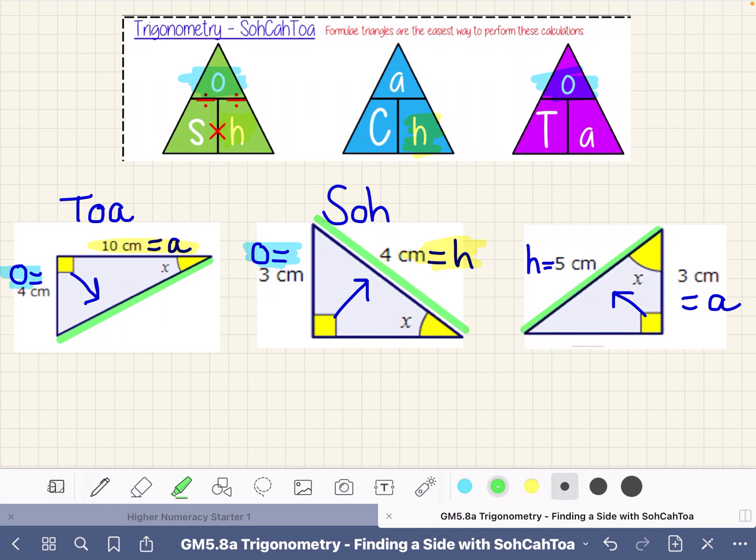We look now to see what uses the hypotenuse in the triangle. We can see the hypotenuse is used in the sine triangle and the cos triangle. The adjacent side is used in the cos triangle and the tan triangle. The only triangle to use two of these sides is this cos triangle here, which means Cah will help us work out anything that's missing inside this triangle.